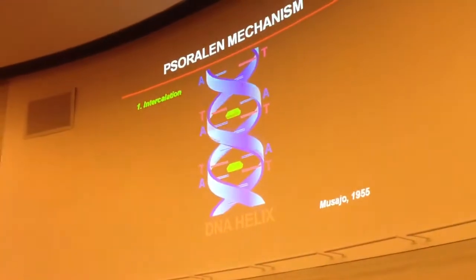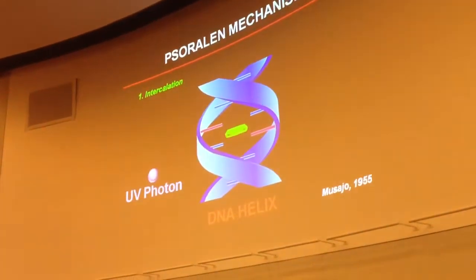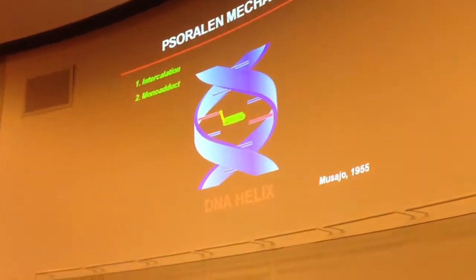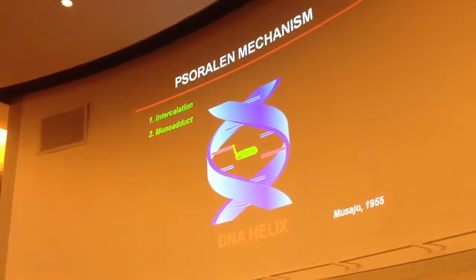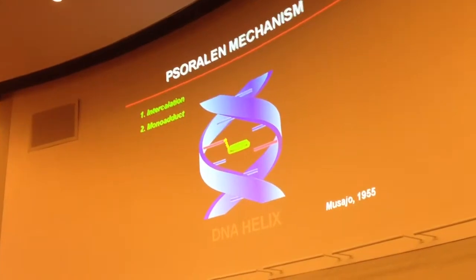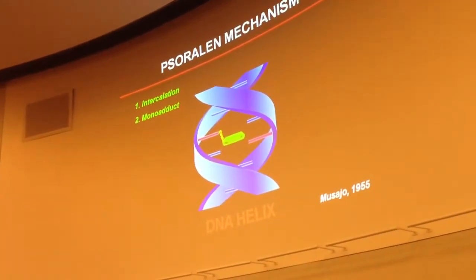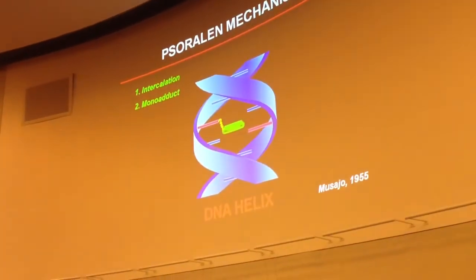Now, interestingly, when psoralens are irradiated with ultraviolet light, the molecule becomes excited and a covalent addition occurs between it and an adjacent thymine base. Okay? And this is known as a monoadduct. And just before I proceed, that monoadduct can also occur on the other side of the psoralen molecule as well. So there are two types of monoadducts.